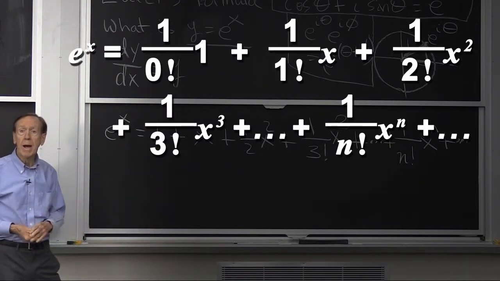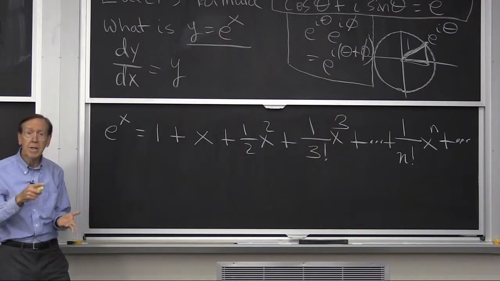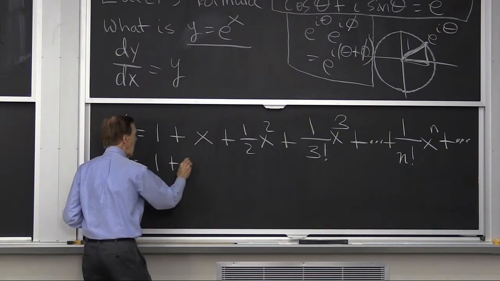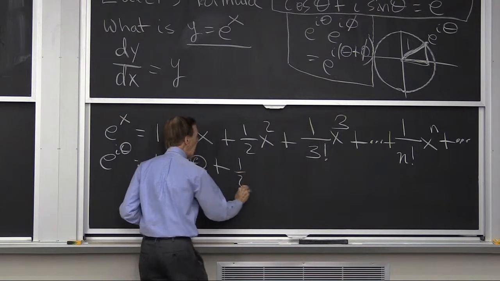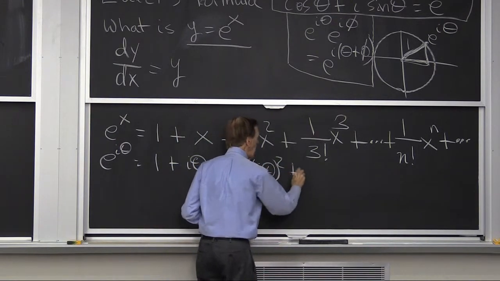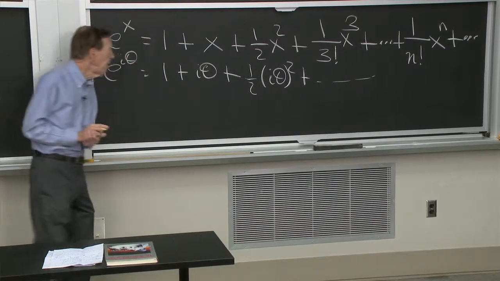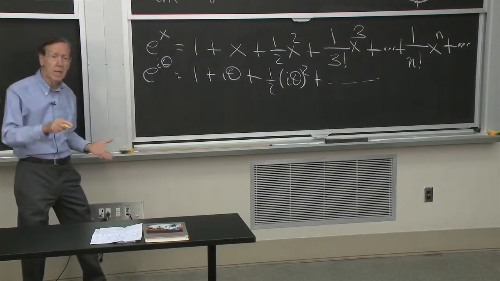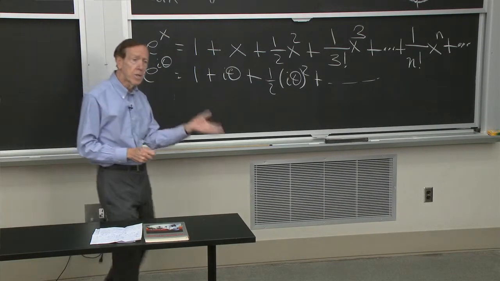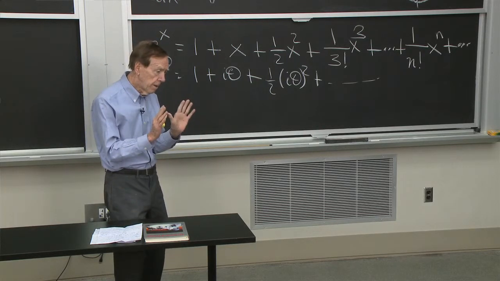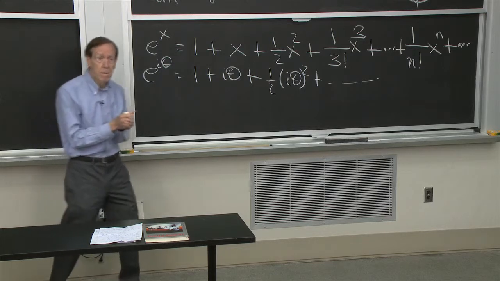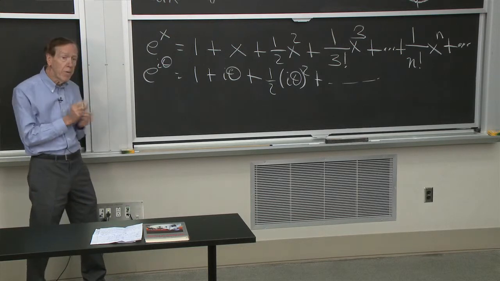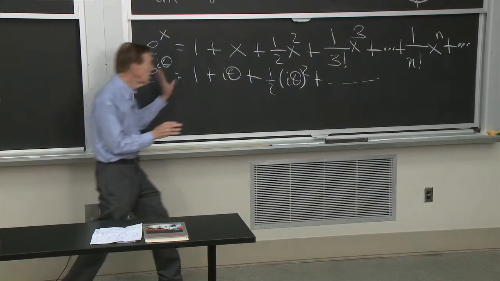And now I'm ready for e to the i theta. I just take x to be i theta. So e to the i theta is 1 plus i theta plus 1 half i theta squared and 1 sixth and so on. Okay, now I'm ready for Euler. So now we know what one side of the equation is, e to the i theta. The other side, cos theta plus i sine theta, I want to see those. So that's back to trigonometry.